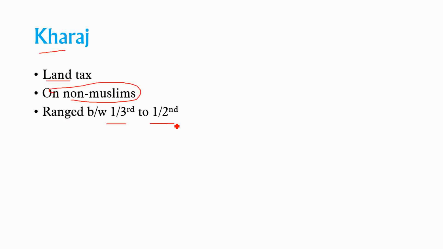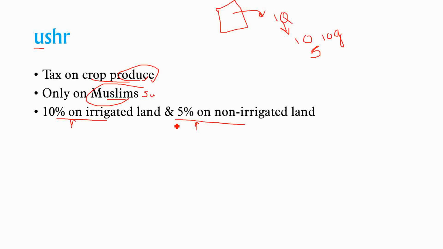What you should remember here is that it is a non-Muslim tax. It is imposed on the non-Muslim subject. It ranges between one third to one half. So this is the Kharaj, whereas we have already mentioned that Ushr is imposed on the crop produce.